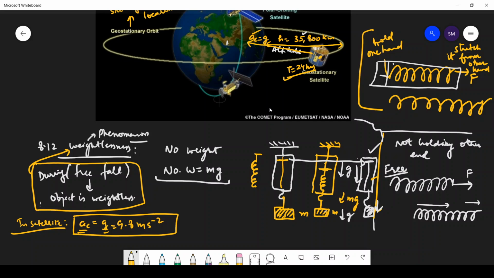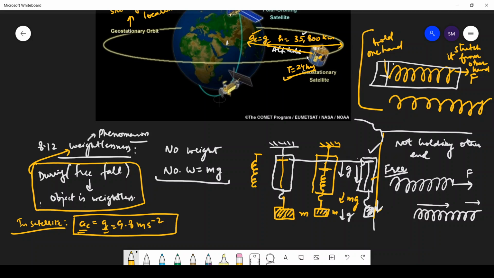Gravity for us defines the vertical direction, and for these astronauts over here there are no horizontal or vertical directions, all the directions are the same, and they even float in the satellite. You can see the pictures. So I hope you have understood this, students.